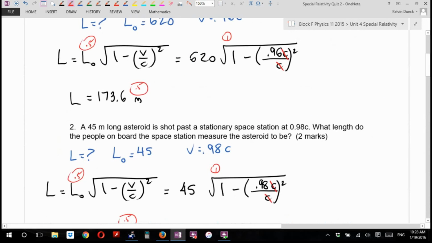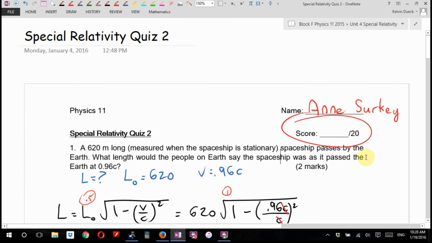Can you give yourself a lovely score at the top of this quiz out of, count 'em, 20, please?